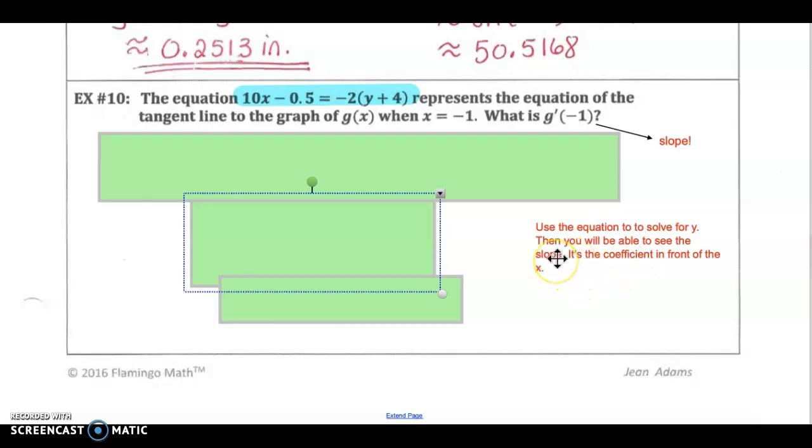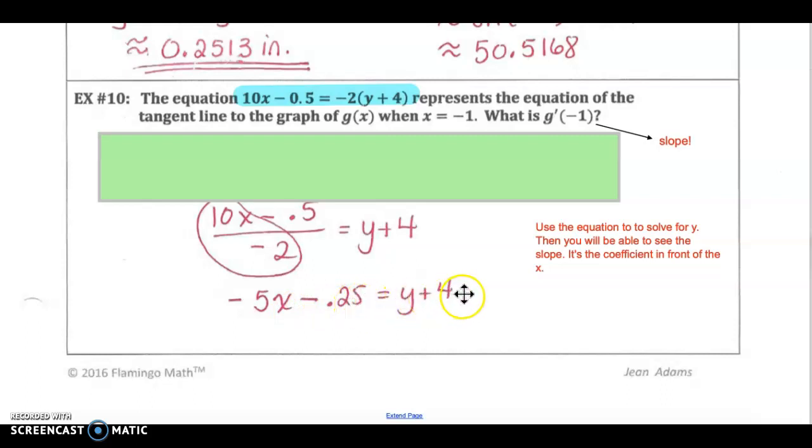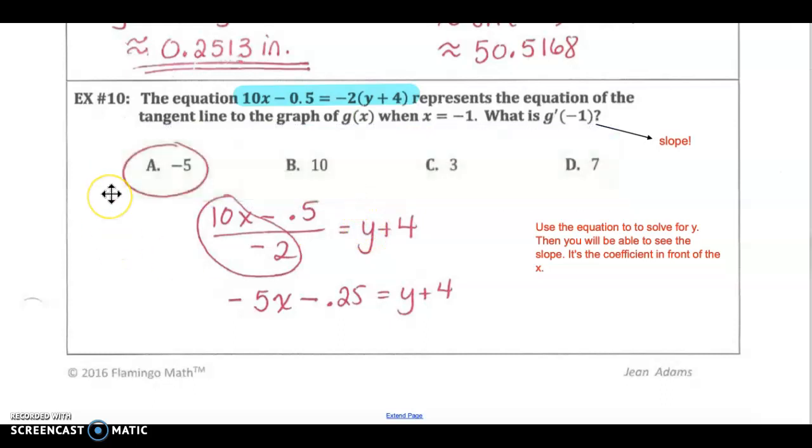So remember, the slope is the coefficient in front of the x value. So if we do that, we set this equal to each other and get everything to one side. We get y equals something. We're going to divide everything by negative 2. And that's going to give us negative 5x minus 0.25 equals y plus 4. Even if we subtracted 4 from both sides, our negative 5x is going to stay unchanged. Okay, so we know that our slope here, which is g prime of negative 1, is negative 5, which is answer A.